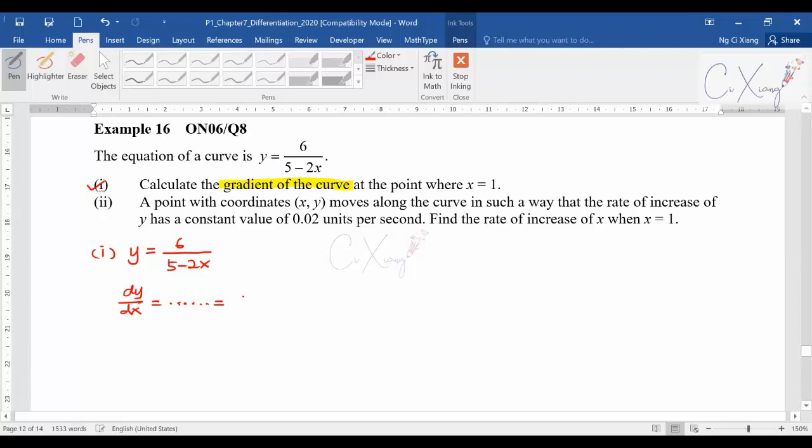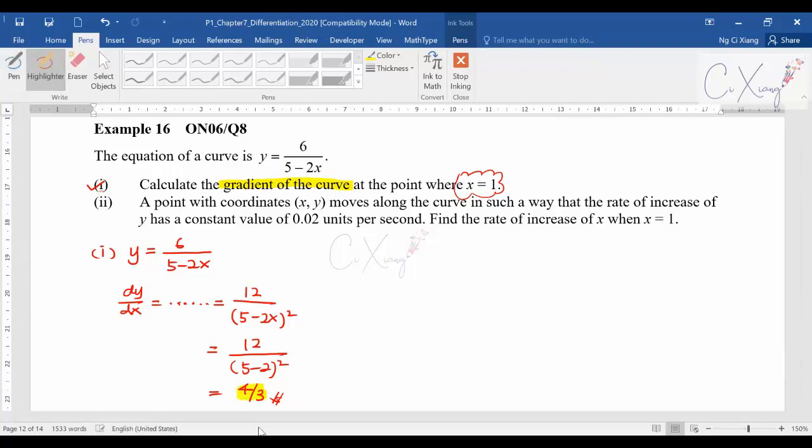Your final answer for dy dx should be 12 over 5 minus 2x squared. And then they are asking for the value of dy dx when x equals 1. That means you also have to substitute the value x equals 1 into the equation, and finally you will get 4 over 3 for the value of dy dx. So this part 1 doesn't involve any rate of change yet. Then now we continue further.